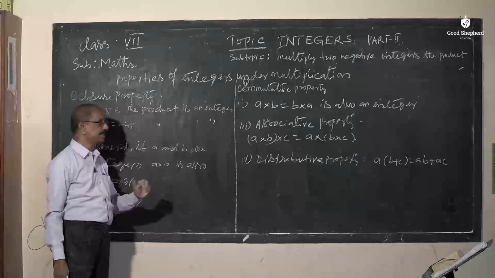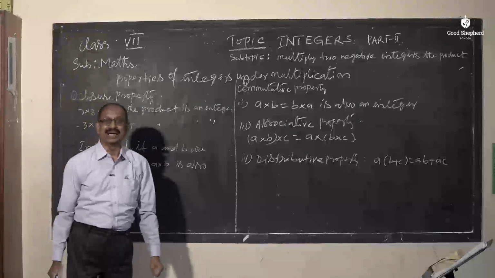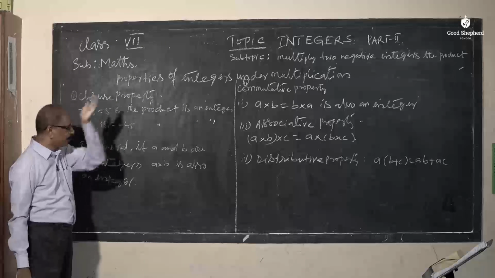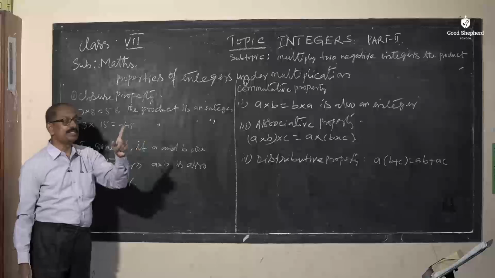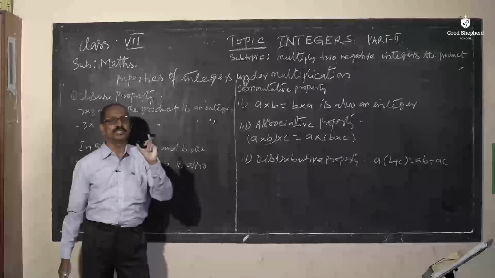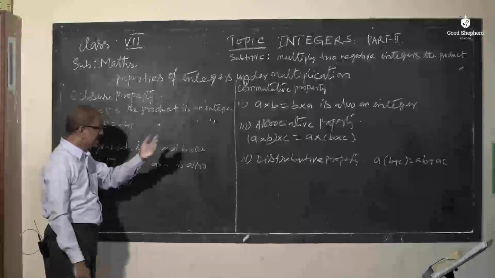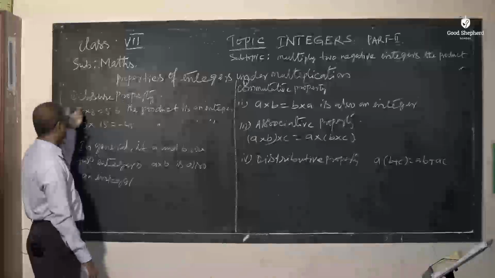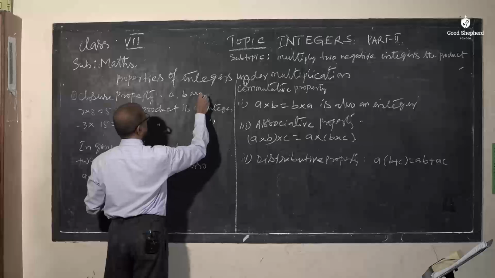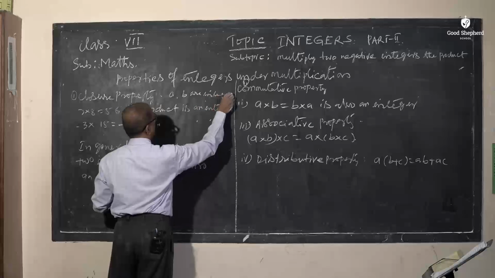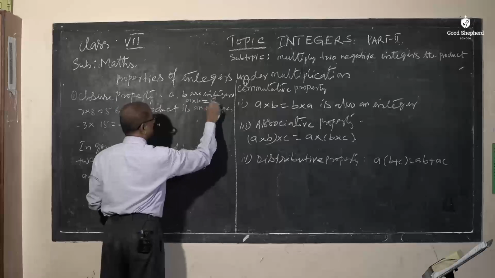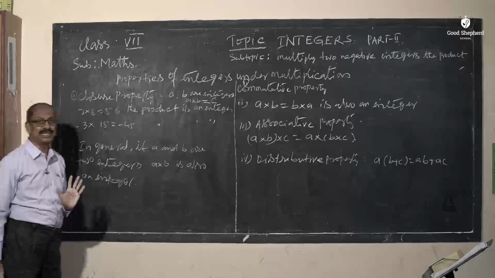Now we are going to learn the properties of integers under multiplication. The first one is the closure property. As we did in addition, a plus b is an integer, where a and b are integers. The sum of two integers is again an integer. Similarly in the product, where a and b are integers, a cross b is equal to some number c, which is also an integer.